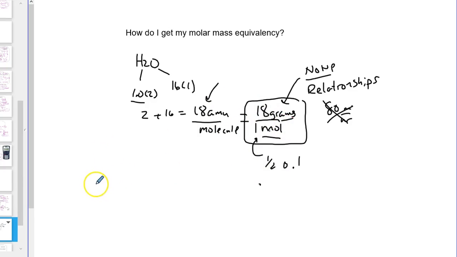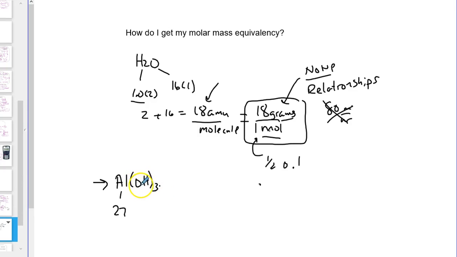So let's do one more quick example of this. Let's do aluminum hydroxide. I'm going to add these things up. So aluminum is about 26.9 something. And now how I want to do this one is up to me.